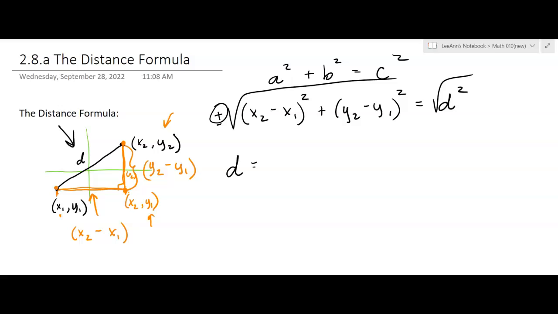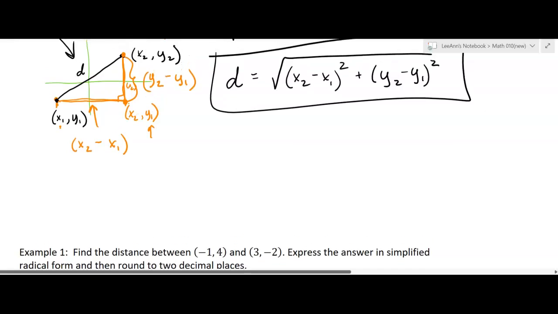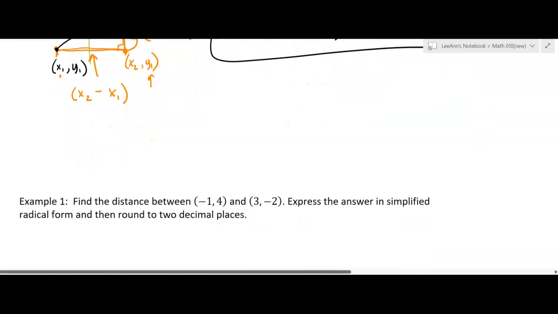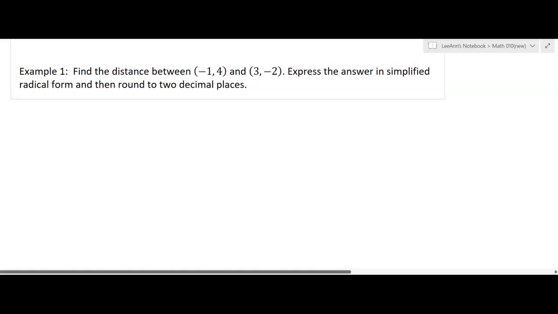So distance is equal to the square root of x sub 2 minus x sub 1, quantity squared, plus y sub 2 minus y sub 1, that quantity squared. That is the distance formula, and it comes from the Pythagorean theorem. Okay, so there's the formula. Try to learn that, I guess, or put it on your note sheet. And now we're going to show you an example for using that.